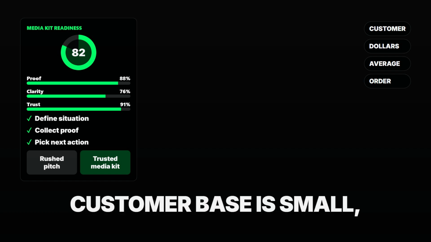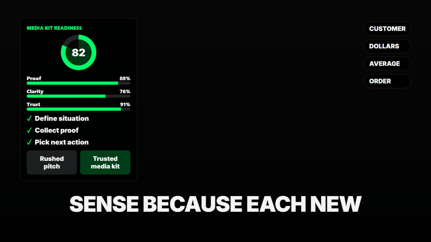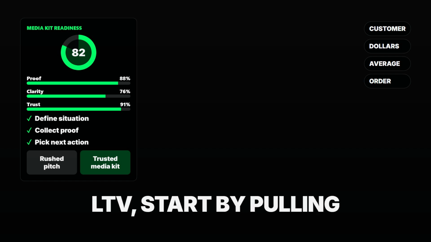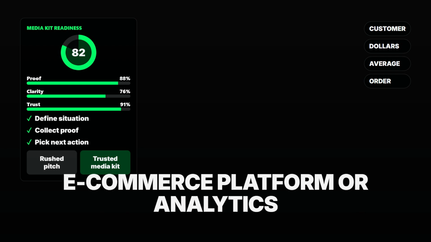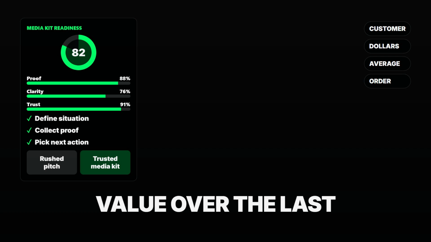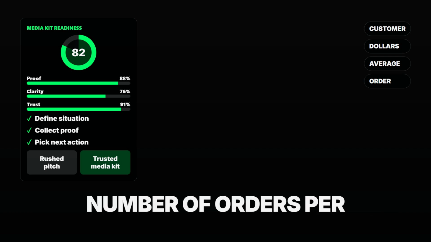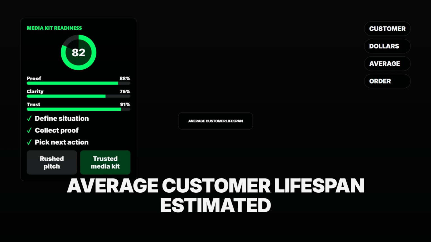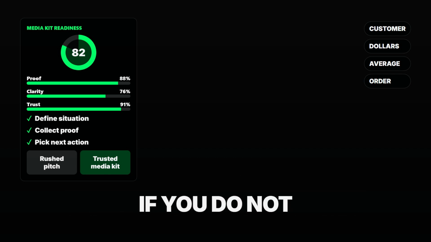To calculate your LTV, start by pulling 3 numbers from your e-commerce platform or analytics tool: your average order value over the last 12 months, your average number of orders per customer over the last 12 months, and your average customer lifespan estimated from your cohort data. If you do not have cohort data, use the period since your store launched divided by 2 as a rough estimate for newer stores, or track when customers made their last purchase to estimate active versus churned customers.